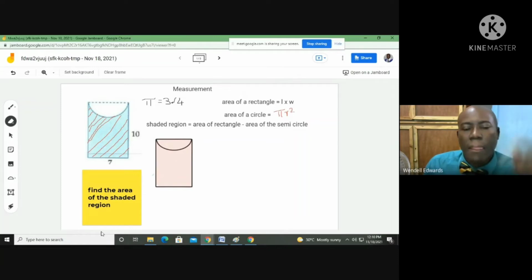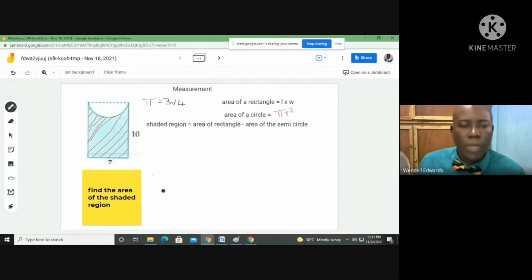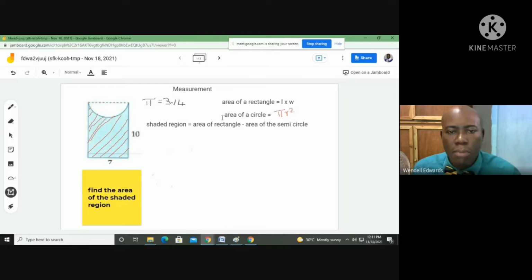Look for yourself. When you find the area of the rectangle, you already find the area of the semicircle too, because the semicircle is in the rectangle. So it's like we are rubbing out the area of the semicircle. Let's imagine that you're rubbing it out. Look there. When you rub out the area of the semicircle, you realize that you're left with the shaded region.